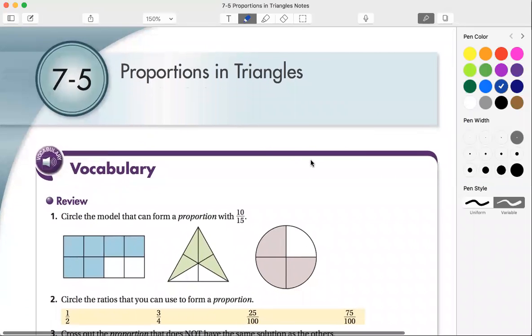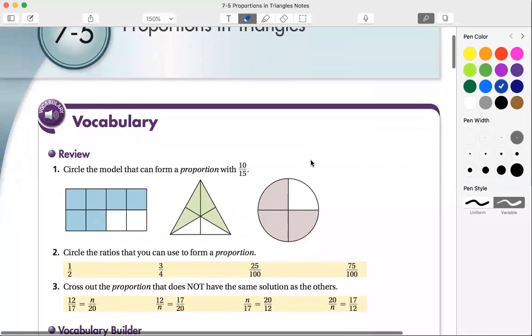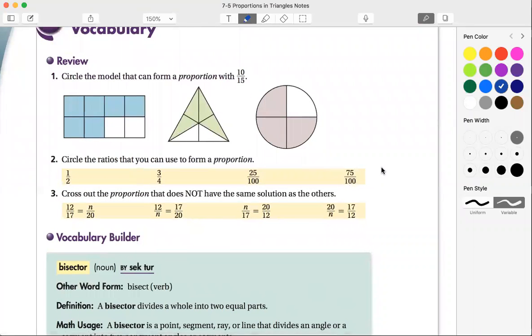All right, in section 7-5, proportions in triangles. Circle the model that can form a proportion with 10 over 15. The one that represents 10/15, which is equivalent, is this one. Circle the ratios that you can use to form a proportion.